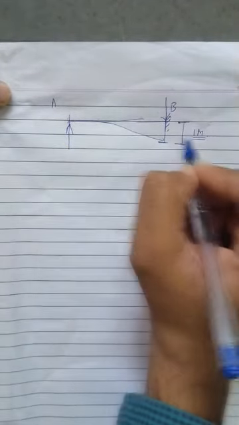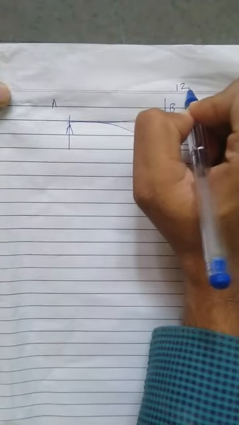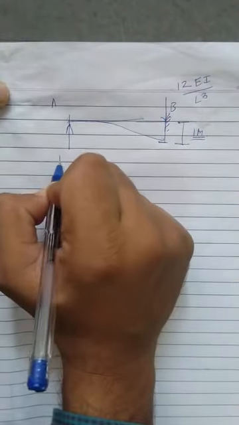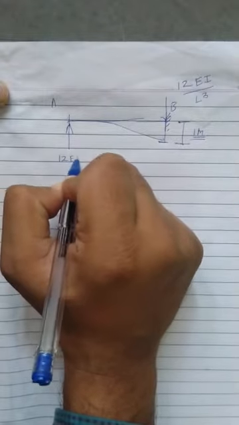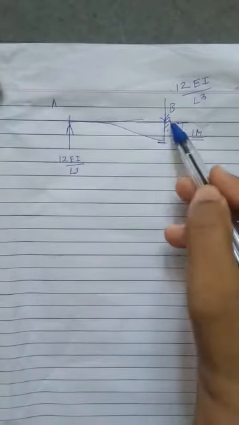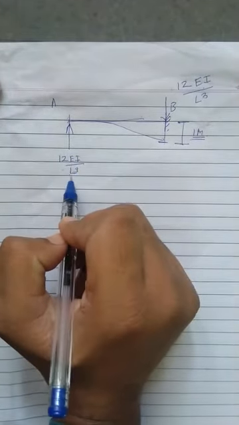The value of this reaction due to unit displacement in the downward direction is 12 EI by L cube. Similarly, 12 EI by L cube. So if unit displacement at B is in the downward direction, the reaction at B is in the downward direction and the reaction at A is in the upward direction.